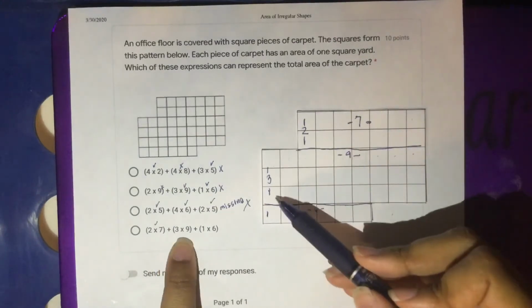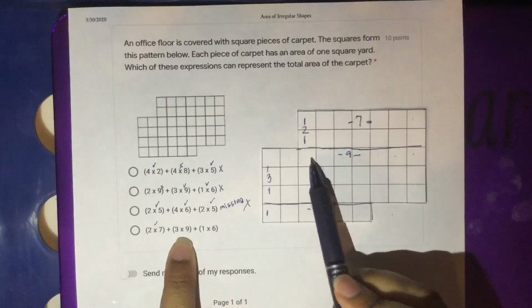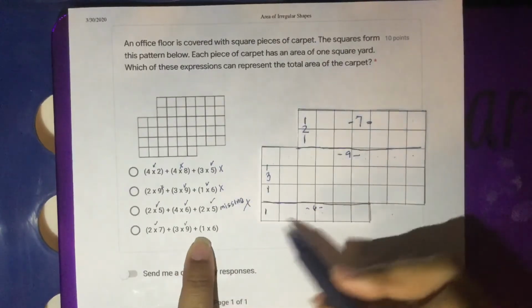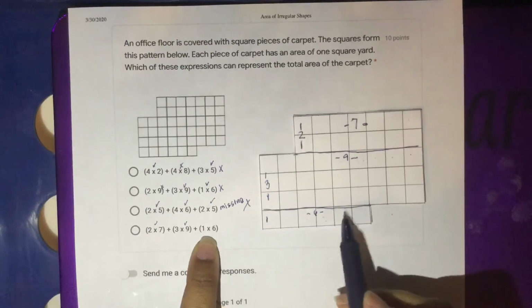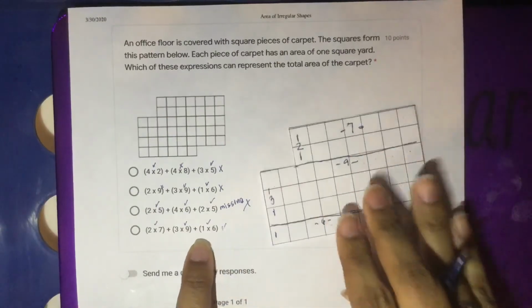Now I have 3 times 9. There's 1, 2, 3, and we knew 9 was across the largest part. 1, 2, 3, 4, 5, 6, 7, 8, 9. So I have that part, and then 1 times 6. Well, I have 1 and then 6 across. 1, 2, 3, 4, 5, 6. So I have those. So this one is my answer.